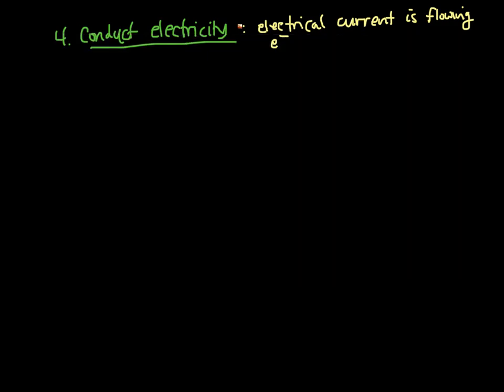Okay, the last property of a metal that you need to know is that they're really good conductors of heat. So think about putting a metal spoon into a cup of hot cocoa. The spoon gets hot with the cocoa because it conducts heat so well.